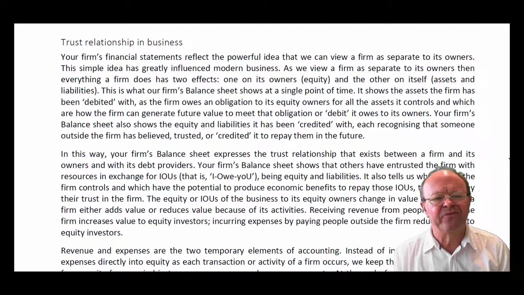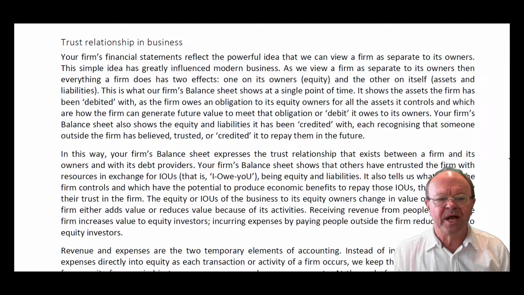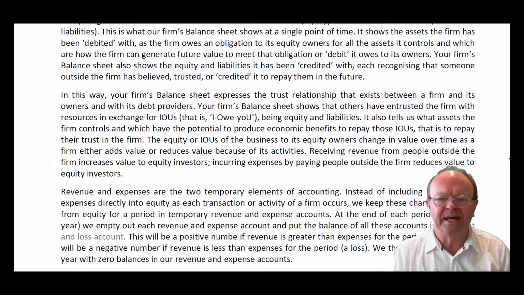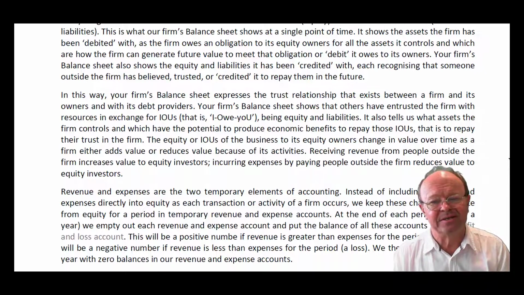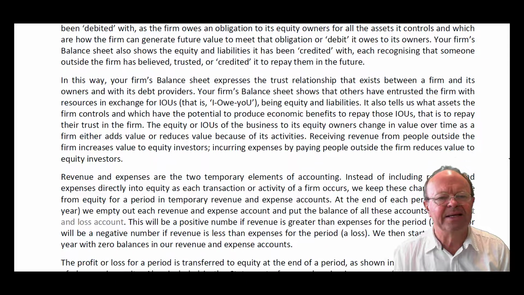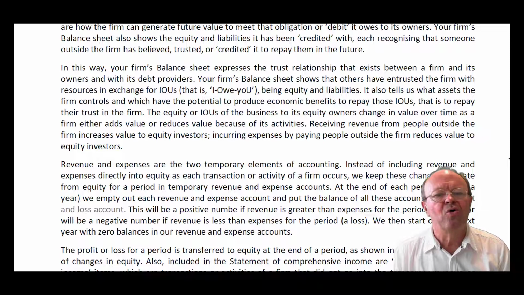It shows the assets the firm has been debited with, as the firm owes an obligation to its equity owners for all the assets it controls, and which are how the firm can generate future value to meet that obligation or debt it owes to its owners. Your firm's balance sheet also shows the equity and liabilities it has been credited with, each recognizing that someone outside the firm has believed, trusted, or credited it to repay them in the future.